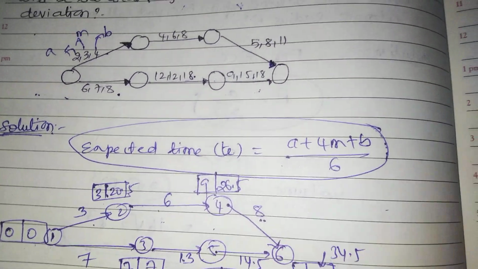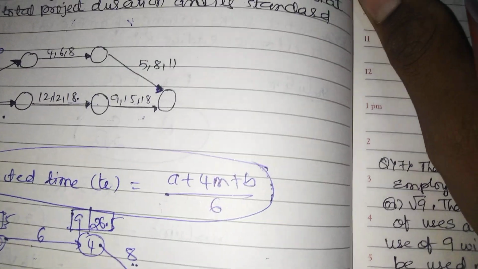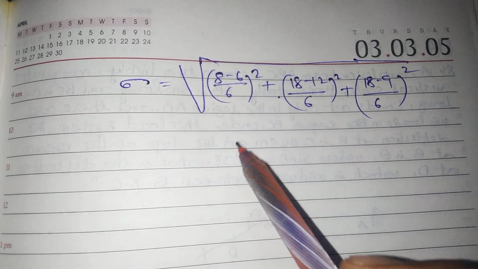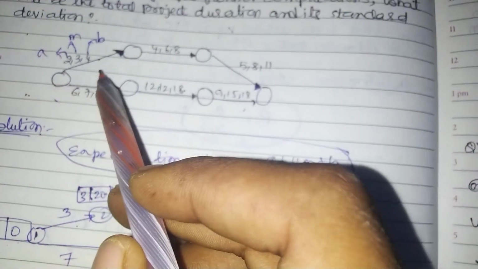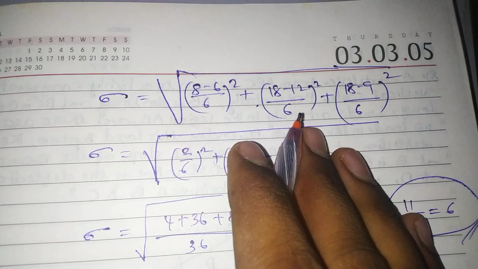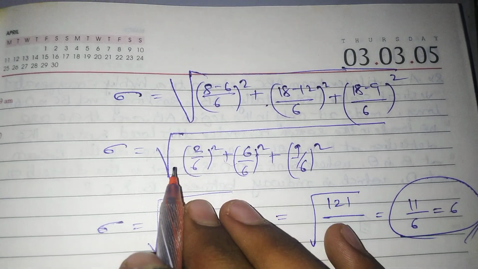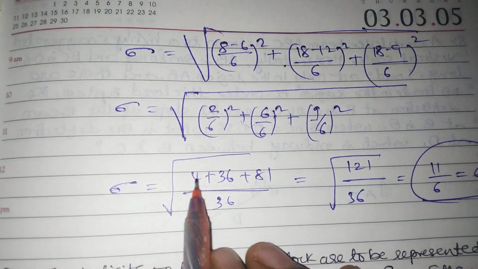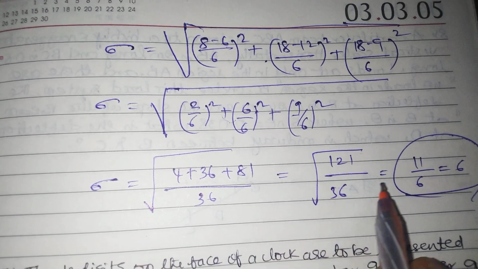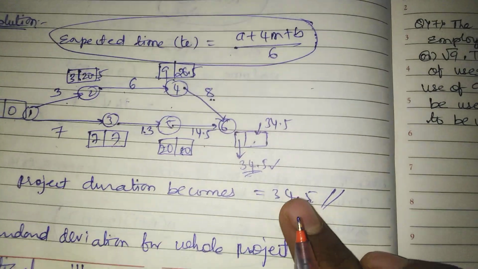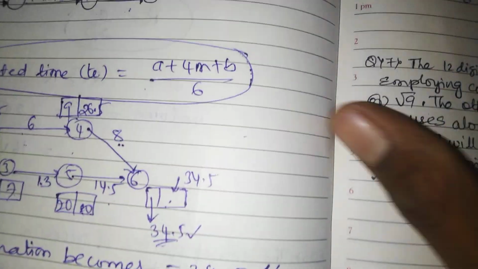Right, why do we consider 6? Because there are 6 durations, 1, 2, 3, 4, 5, 6, right? So after substituting these values it becomes 2 by 6, 6 by 6, 9 by 6 whole square under root. So 4, 36, 81 by 36, 121 by 36, it becomes 11 by 6. This is the standard deviation. And the project duration is 34.5. So both are the answer. Thank you. We go for another question.